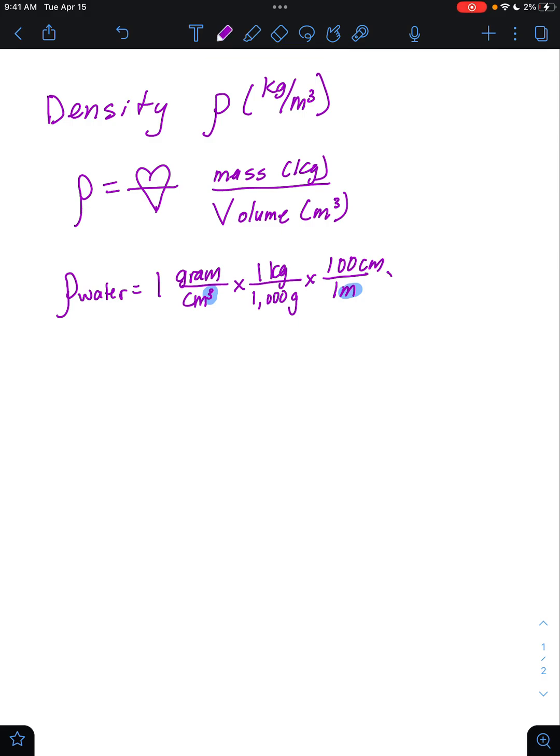So what we have to do is multiply by 100 centimeters, and now we've got square meters, but we don't want square meters, we want cubic meters, so we do 1 more times 100. And that's why in physics class, the density of water is equal to 1,000 kilograms per cubic meter.